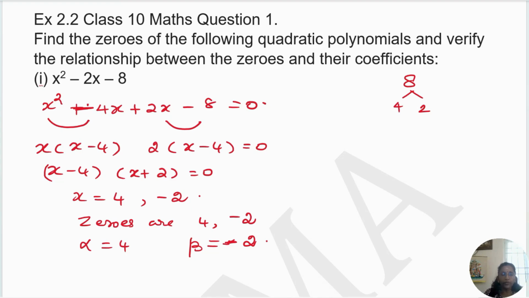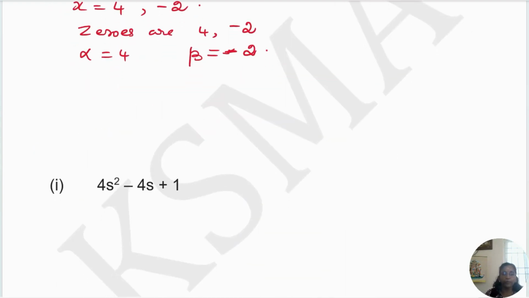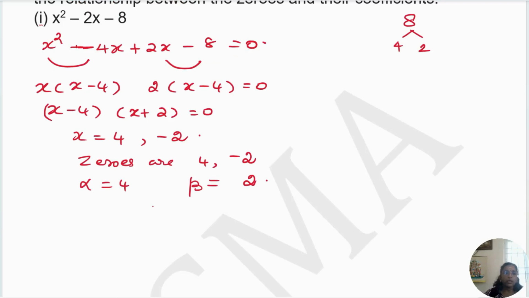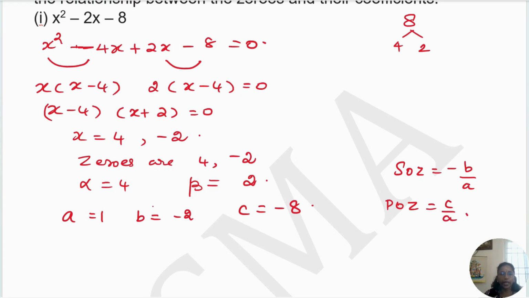And coming to the verification process, you have to compare the given equation with your standard quadratic equation and list your values of a, b and c. So for listing the values, a is equal to 1, b is equal to minus 2, c is equal to minus 8. So we know that the sum of zeros is equal to minus b by a and the product of zeros is equal to c by a. So using this we are going to do the verification process.